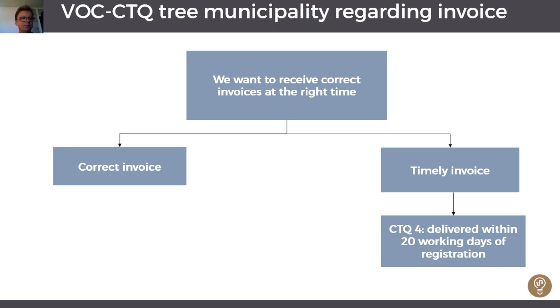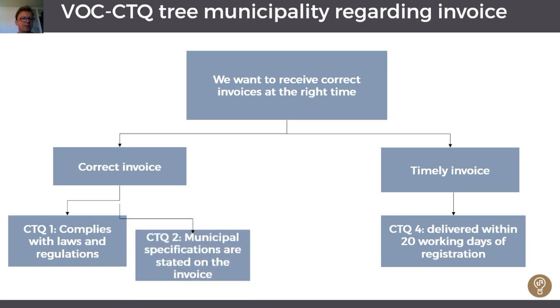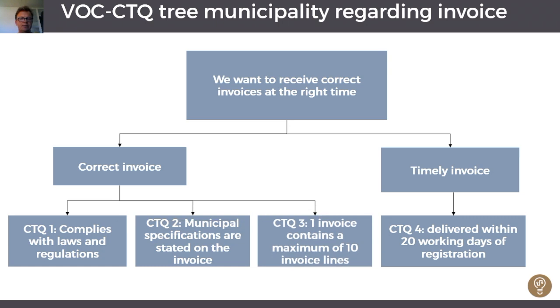They also want to receive a correct invoice, so it must comply with law and regulations. So, for instance, the tax should be on it, the value-added tax. They must also comply with their own specification, so it should contain a purchase order number. And they want to receive invoices with a maximum of 10 lines on it.